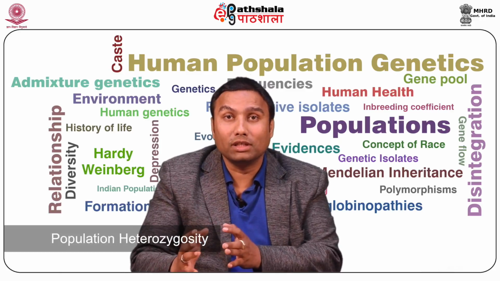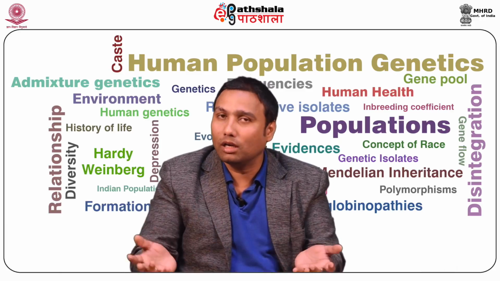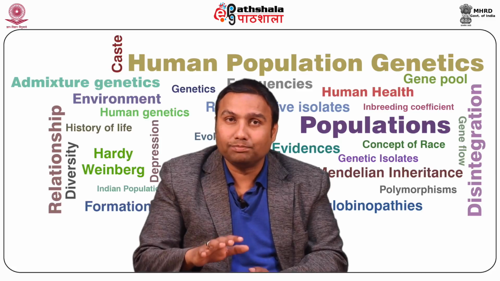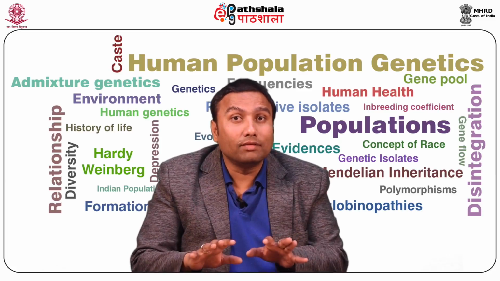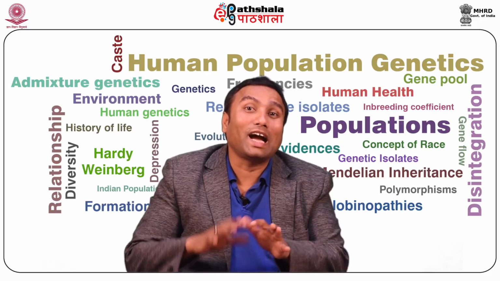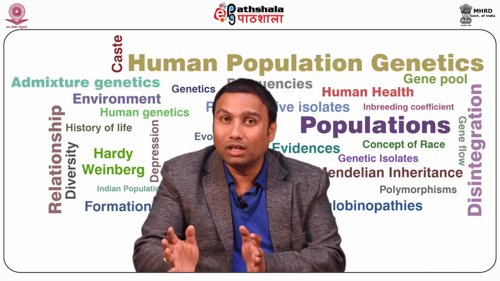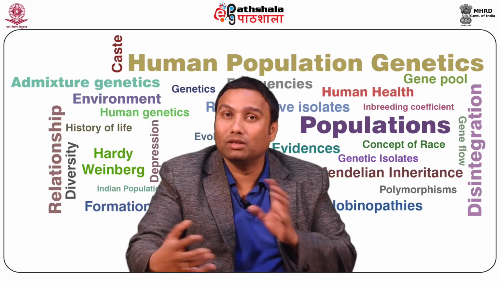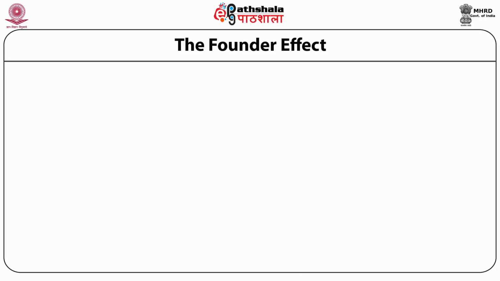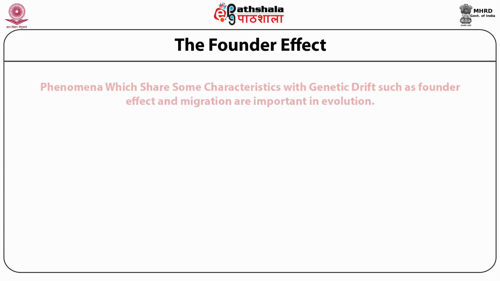Population heterozygosity is reduced and alleles are lost. And the final one, genetic drift causes populations to diverge from one another. So ultimately it leads to divergence, moving away from the original one. Phenomena that share some characteristics with genetic drift, such as founder effect and migration, are important in evolution. Let's first discuss the founder effect.